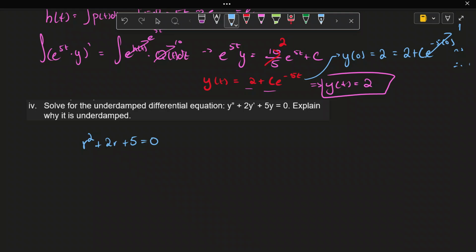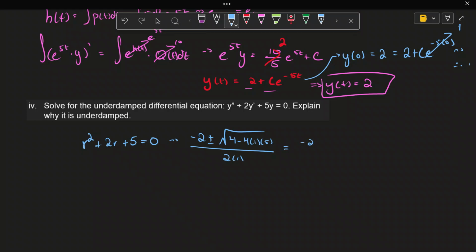Now we find the solutions, or the roots, or zeros, for this quadratic equation. I can't think of anything that multiplies to 5 and adds to 2 off the top of my head. So what I'm going to do is use the quadratic formula, where we know it's minus 2 plus or minus the square root of b squared, which is 4, minus 4 times 1 times 5, divided by 2 times 1.